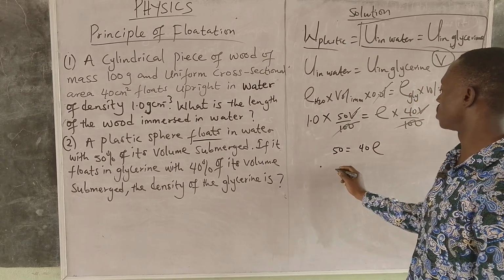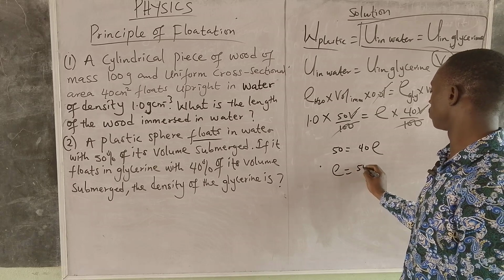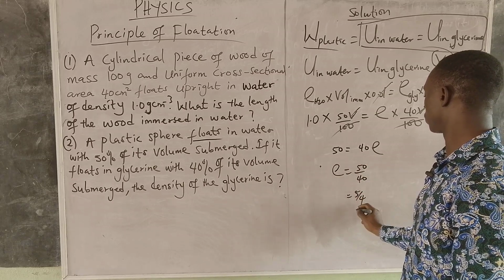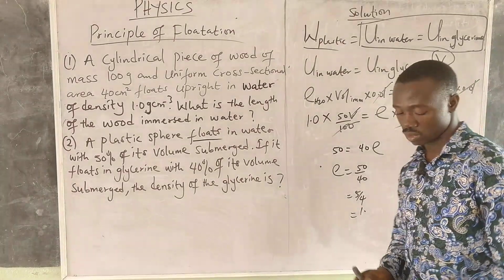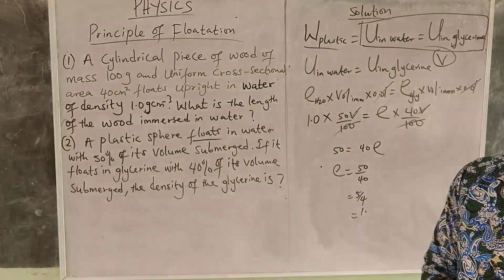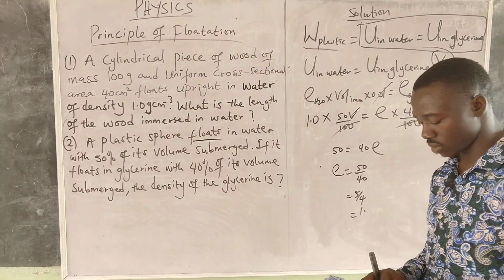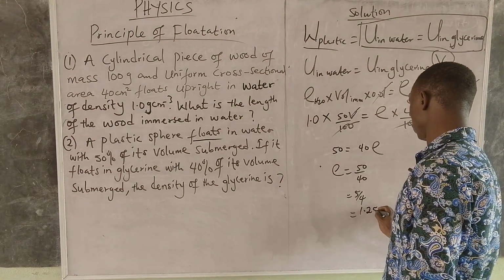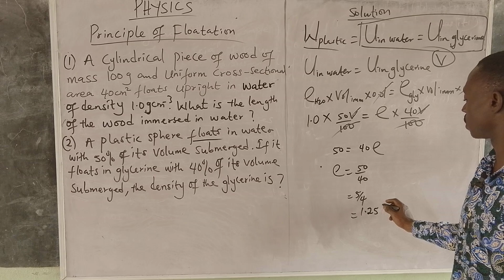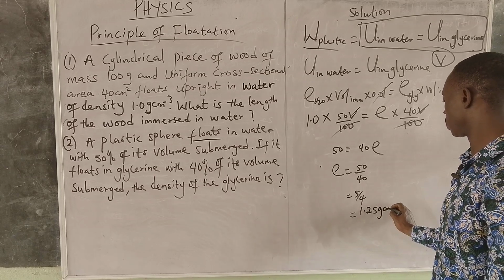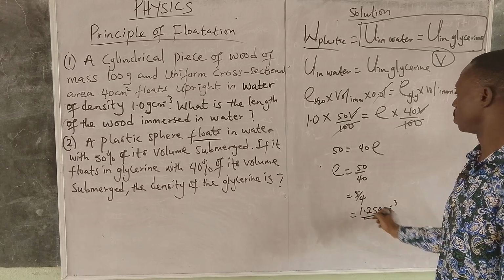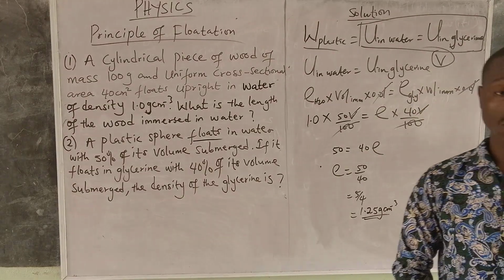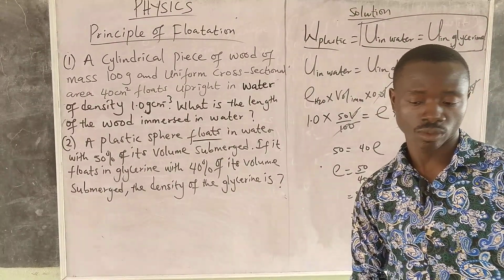Then make density the subject of the formula. 50 over 40 is 5 over 4, and 5 over 4 is 1.25. So this is going to be 1.25 grams per cm cube, because I used gram per cm cube for water. So that is all about the principle of flotation.